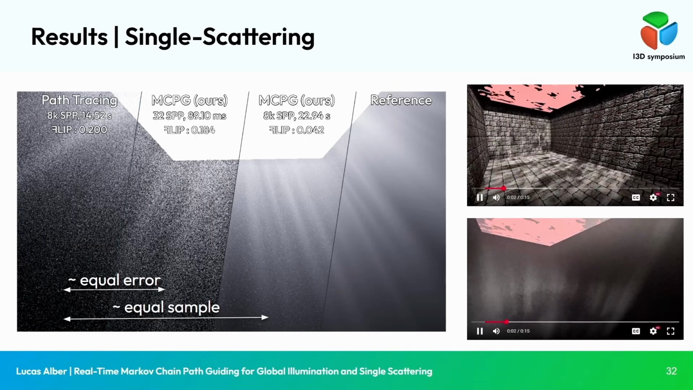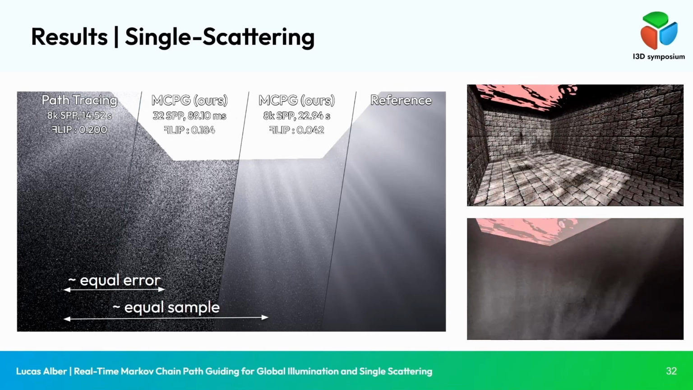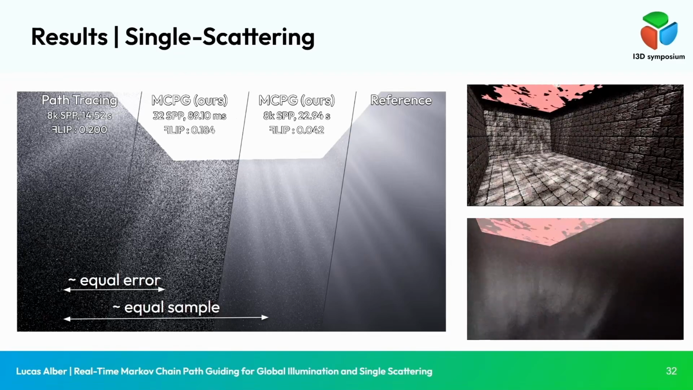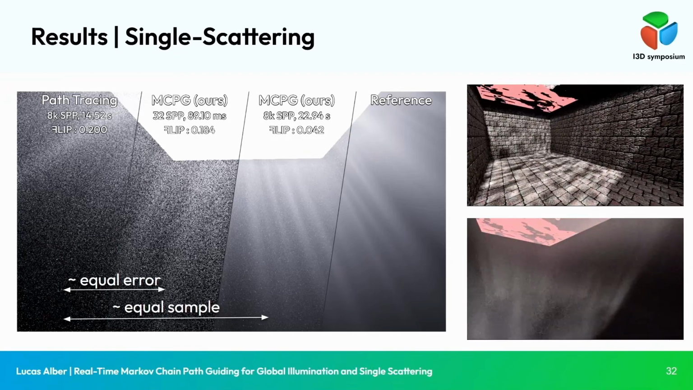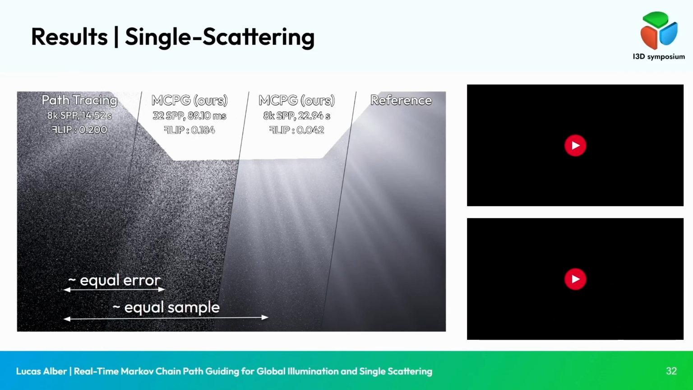For single scattering, we also explored the viability for caustics in an offline scenario, but we were also surprised by the output in real time, which can be seen here on the right. Here in the offline scenario, 32 samples were needed for equal error with an 8,000 samples per pixel image, which uses phase function importance sampling. Note that this is using an anisotropic phase function.